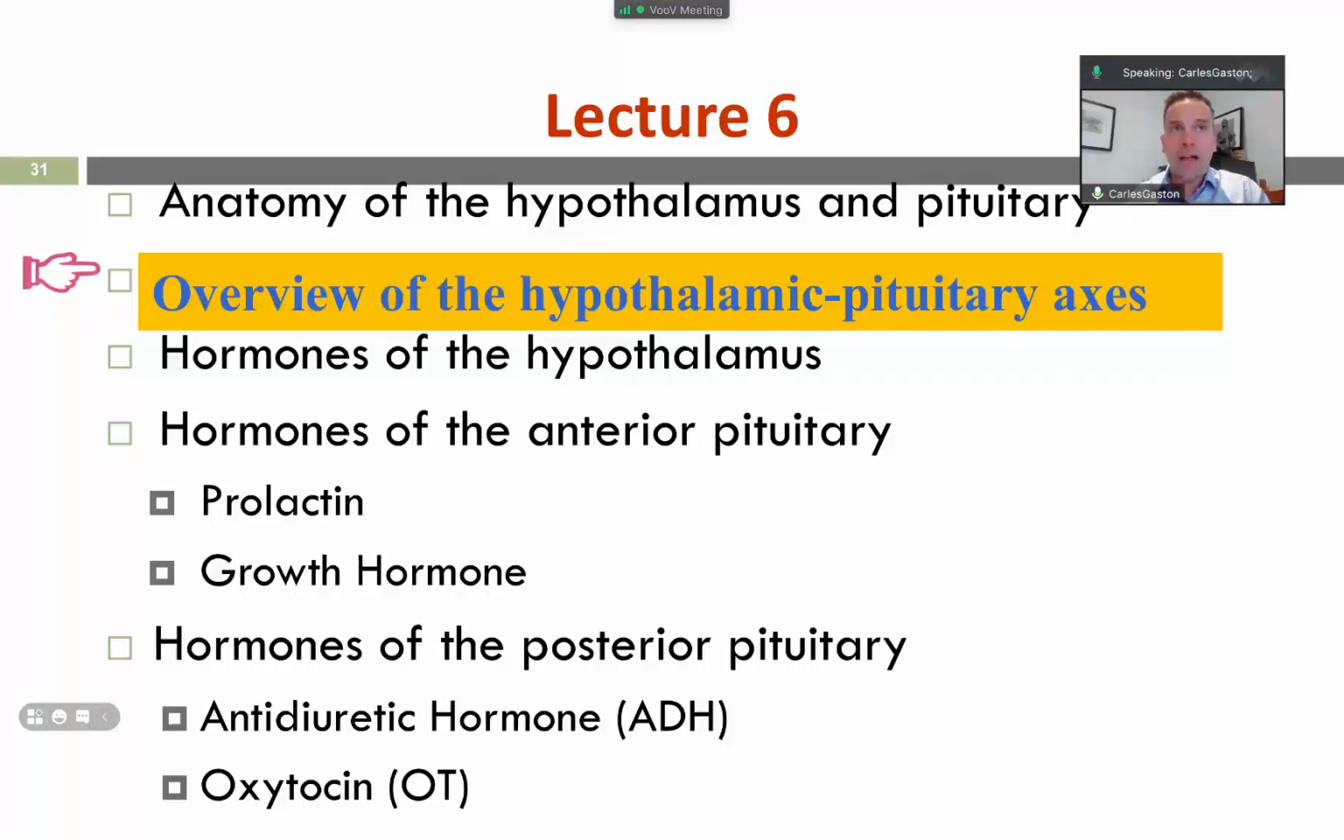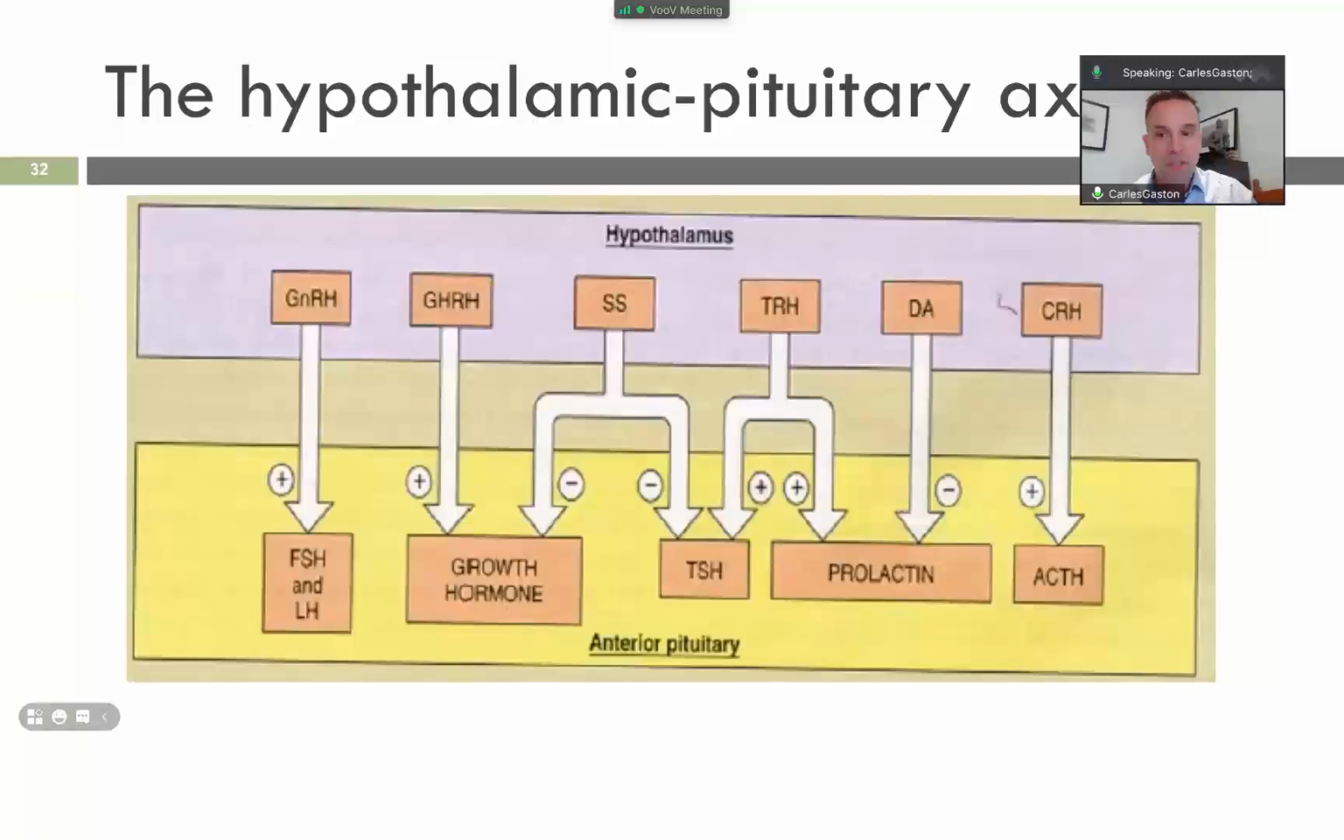Other types of inputs can be smells of food, can be visual, and also, for example, the day-night cycles that produce melatonin from the pineal gland, when the dark starts in the evenings. So the hypothalamus acts as a CNS center integrating inputs, and will then secrete neuropeptides that stimulate the production of hormones in the pituitary gland.